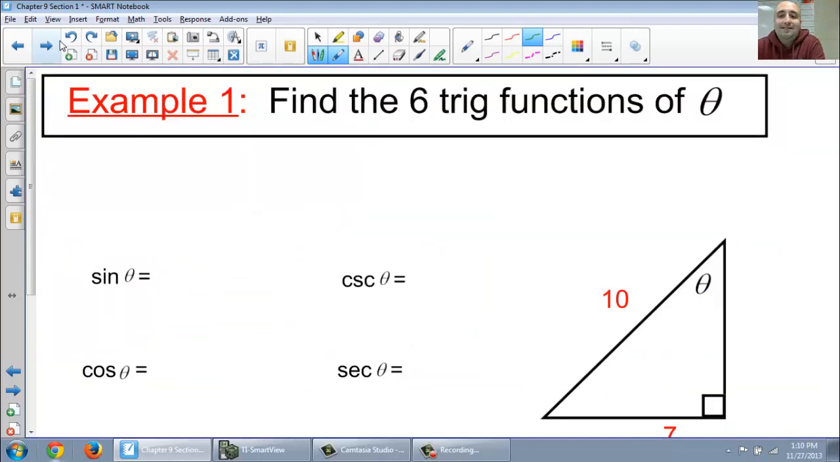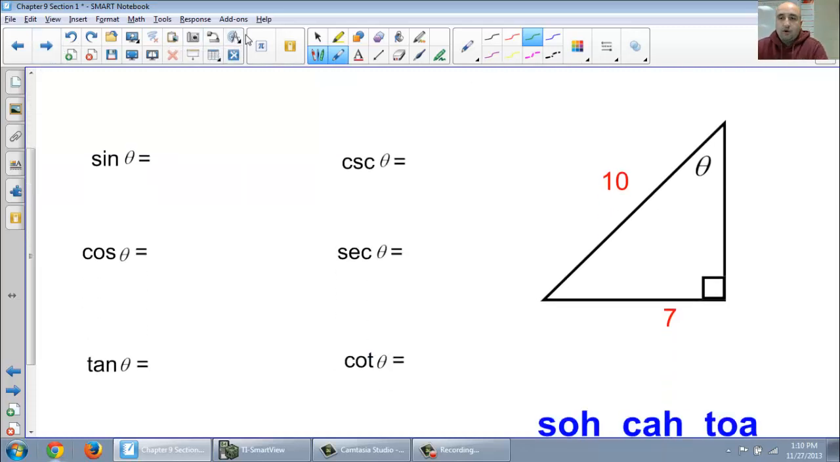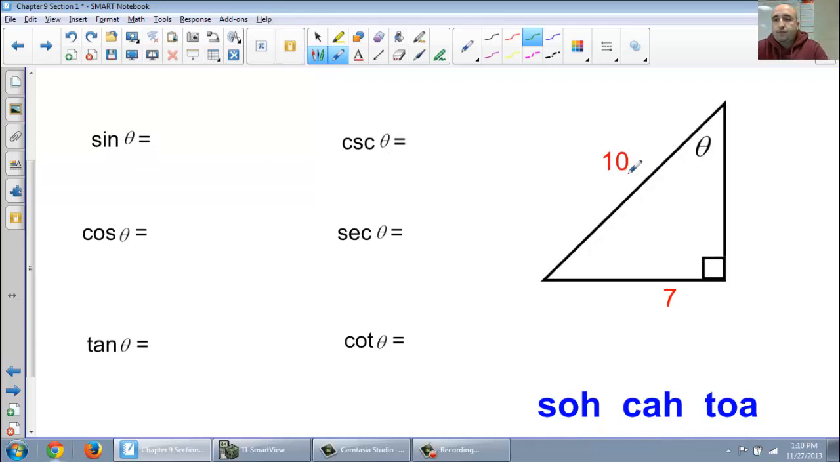All right, example 1 says, find the 6 trig functions of theta. So I have our triangle here. I'm going to label my triangle first. Here's my theta. I'm going to circle that. That's my important angle. Across from theta is always the opposite.